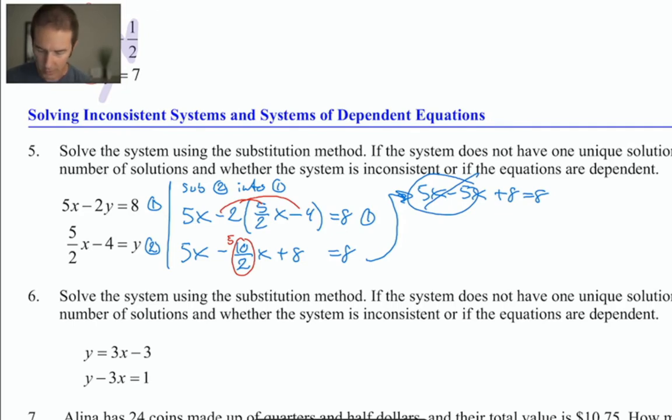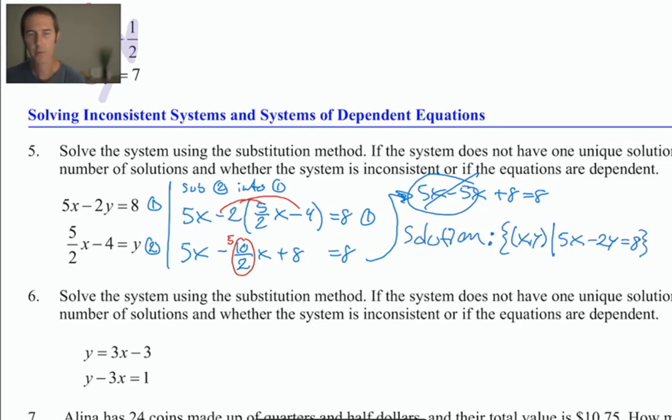We can list our solution like this. It's the set of ordered pairs x comma y such that 5x minus 2y equals 8. In other words, our solution is any ordered pair that satisfies that one equation, because any ordered pair that satisfies that equation is going to satisfy equation number 2 also. A lot of solutions to that one.